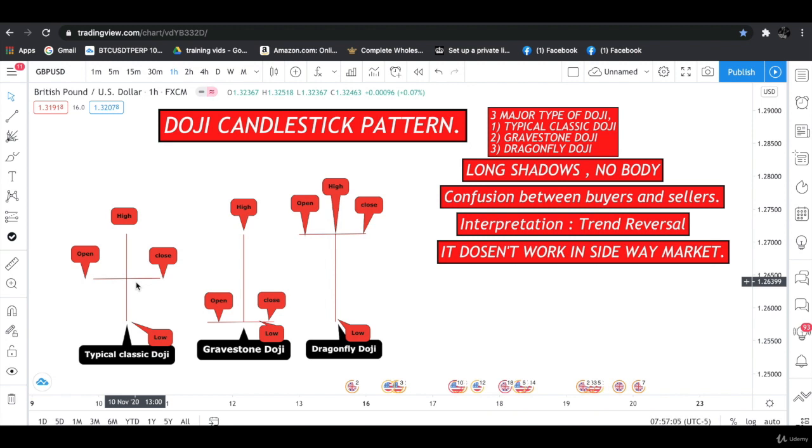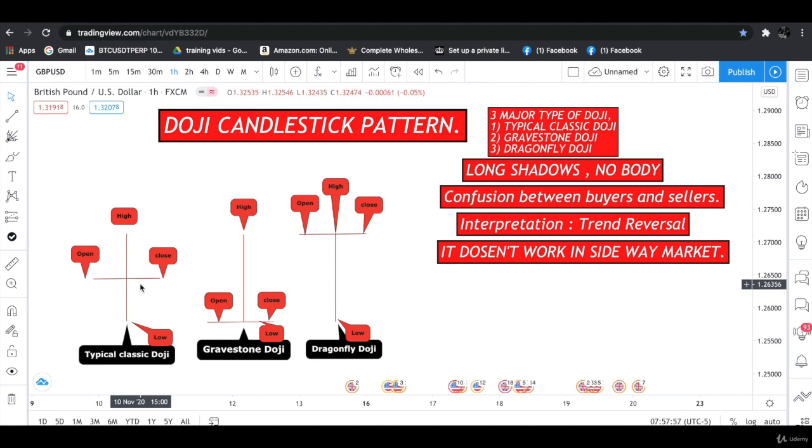This is the typical classic Doji candlestick, also known as long-legged Doji. This is the Doji which you will find mainly on the charts a lot. You can see it has long shadows but no body at all. Here is the opening price and here is the closing price. This is the high and the low. The opening price is very close to the closing price, as you can see over here. They are basically sticks, no body at all.